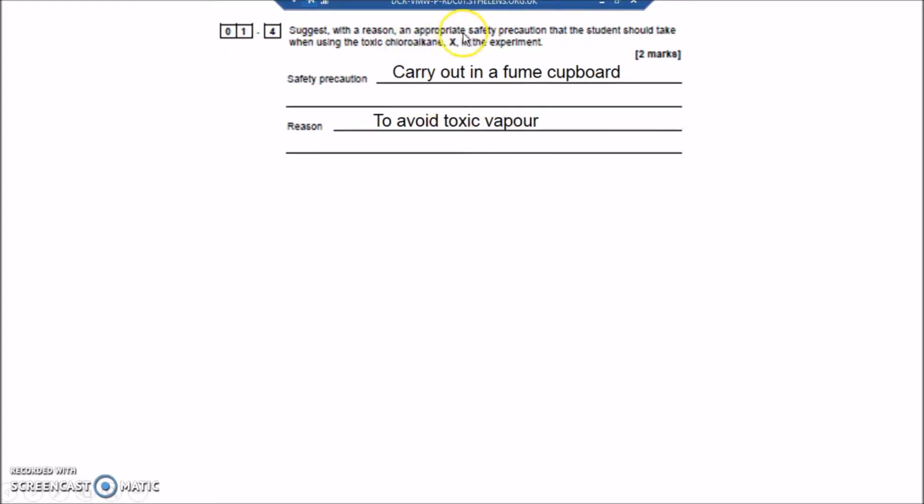Suggest with a reason an appropriate safety precaution you could take using toxic chloroalkane. You'd put it into a fume cupboard. It's a gas, so you'd use a fume cupboard because it's toxic. It's a toxic gas.